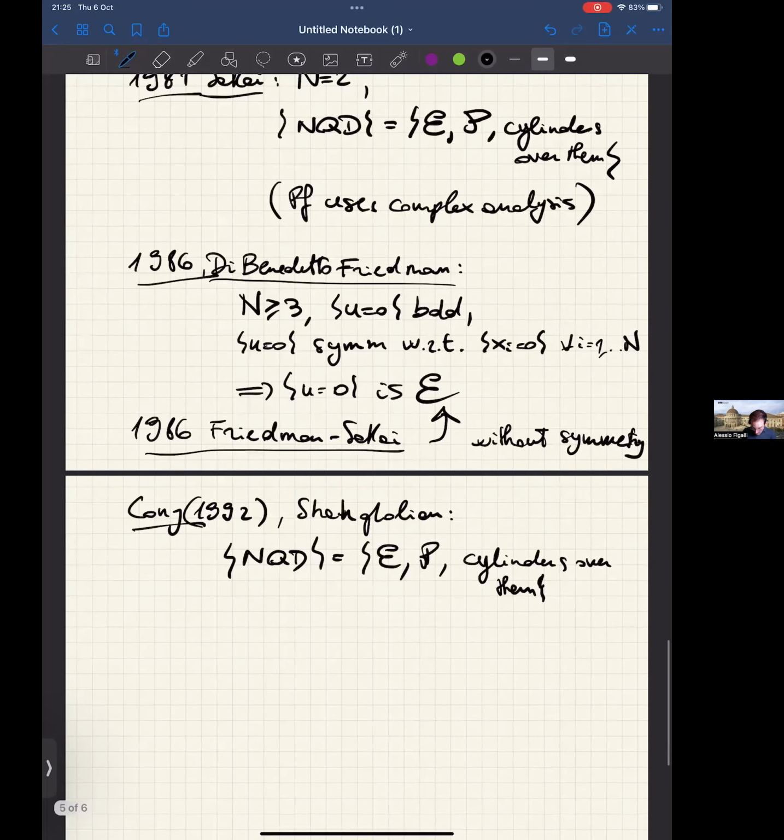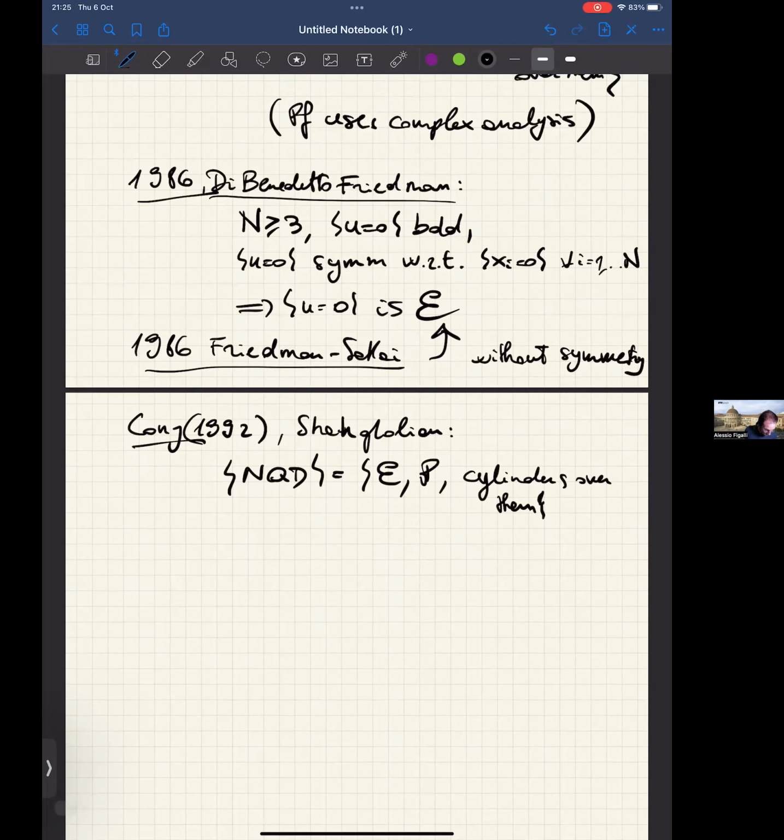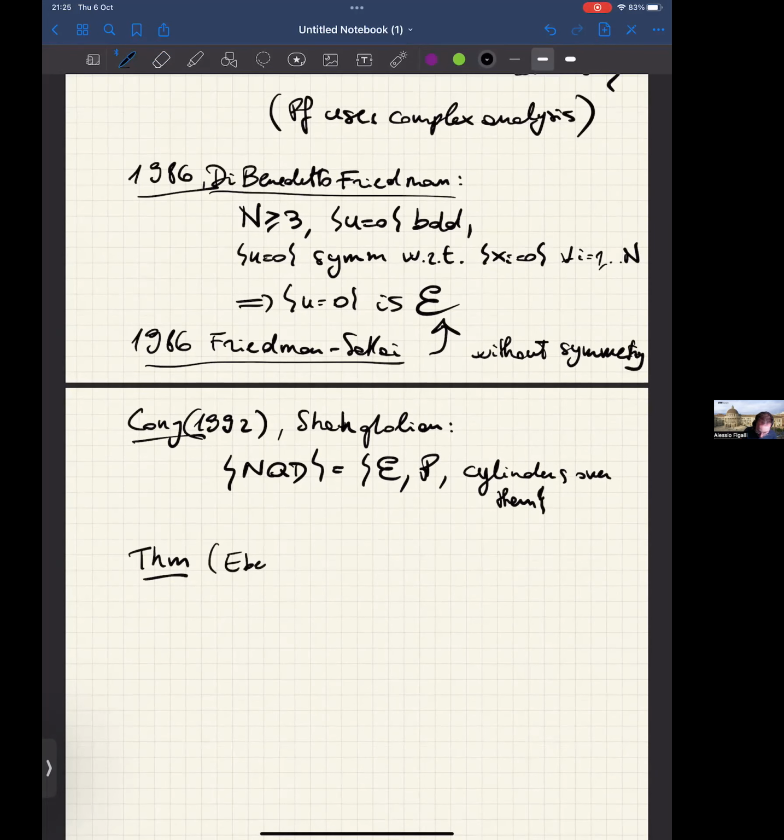There was no result on the unbounded case until roughly 2 years, almost 3 years ago. It was published at the beginning of 2020. So the first result on the non-compact case, so {u = 0} unbounded, was by Eberle, Shahgholian, and Weiss in 2020. And they proved the conjecture is true if n is greater or equal than 6.